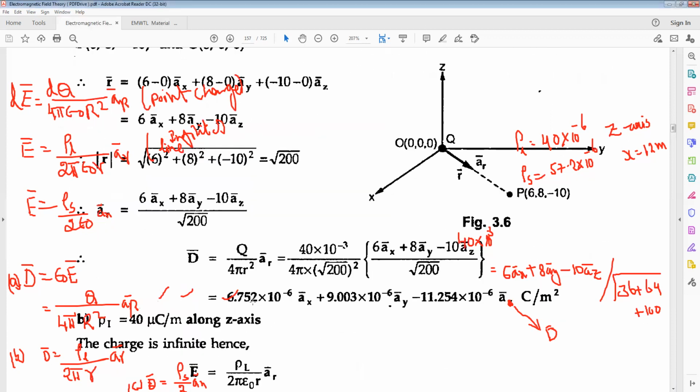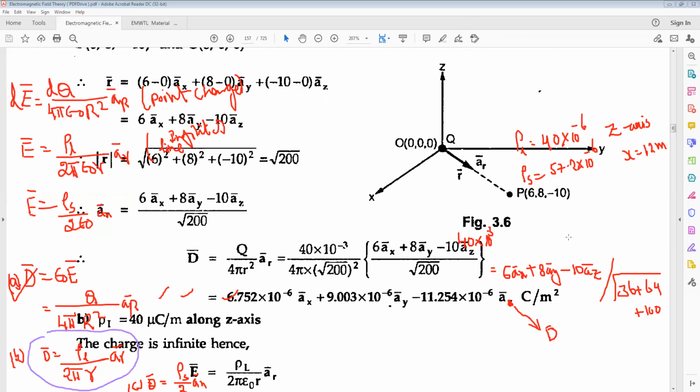Write the coefficient of AX, coefficient of AY, and the coefficient of AZ. You get the first D bar. In the second one, rho L is given as 40 microcoulomb per meter along the Z axis. So you can now use D bar is equal to rho L by 2 pi R into AR.